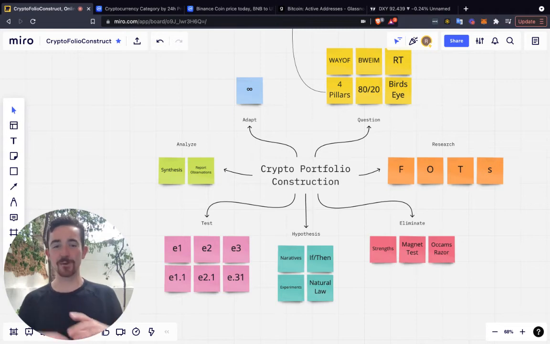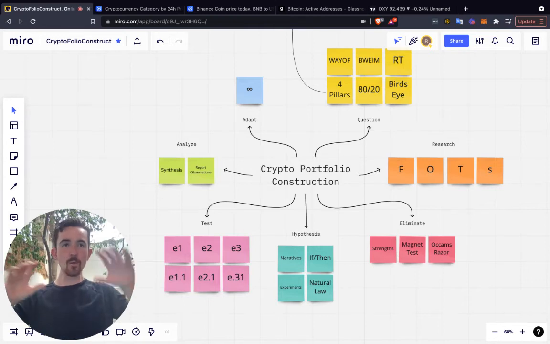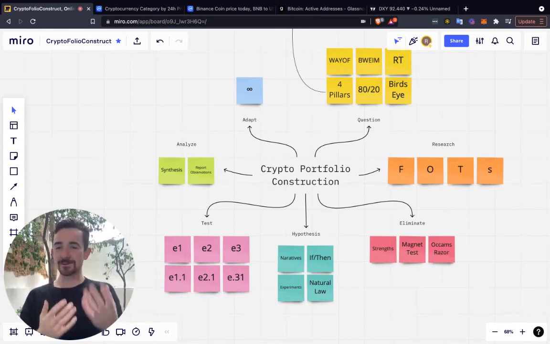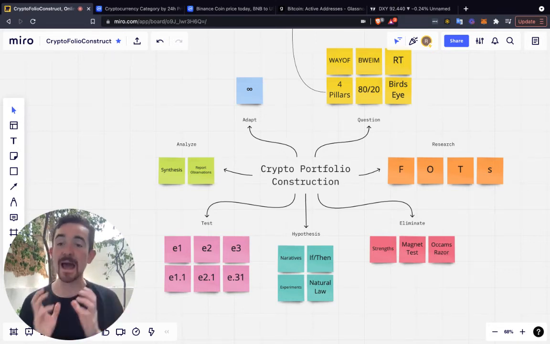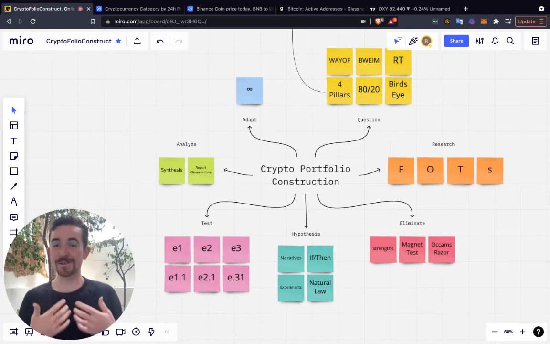Then the magnet test. Once you have this basket of things that fit your strengths, you can spread them all out and go, okay, what catches your eye? What are you really interested in? What is fun for you? Because trust me, I've run multiple businesses that make a lot of money, but the businesses that last are the ones that you're passionate about, the ones that you want to do every day.